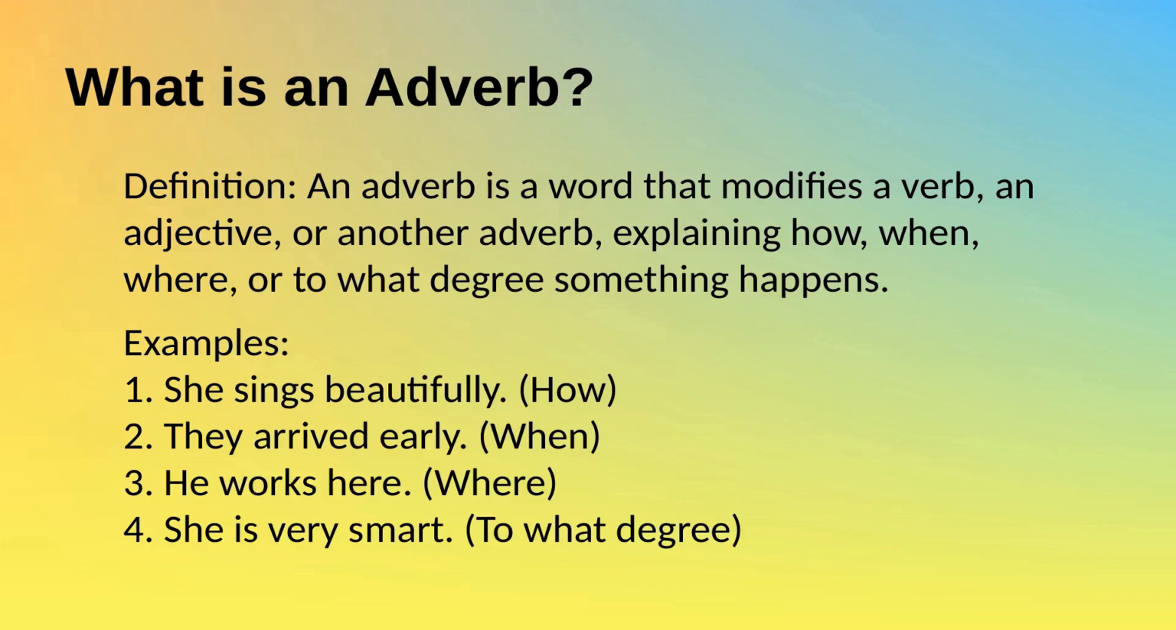Well, an adverb is a word that modifies a verb, an adjective, or even another adverb. It explains how, when, where, or to what degree something happens. Here are some examples. First, she sings beautifully. This shows how she sings. Then, they arrived early. This tells us when they arrived. Next, he works here. This explains where he works. Finally, she is very smart. This shows to what degree she is smart.